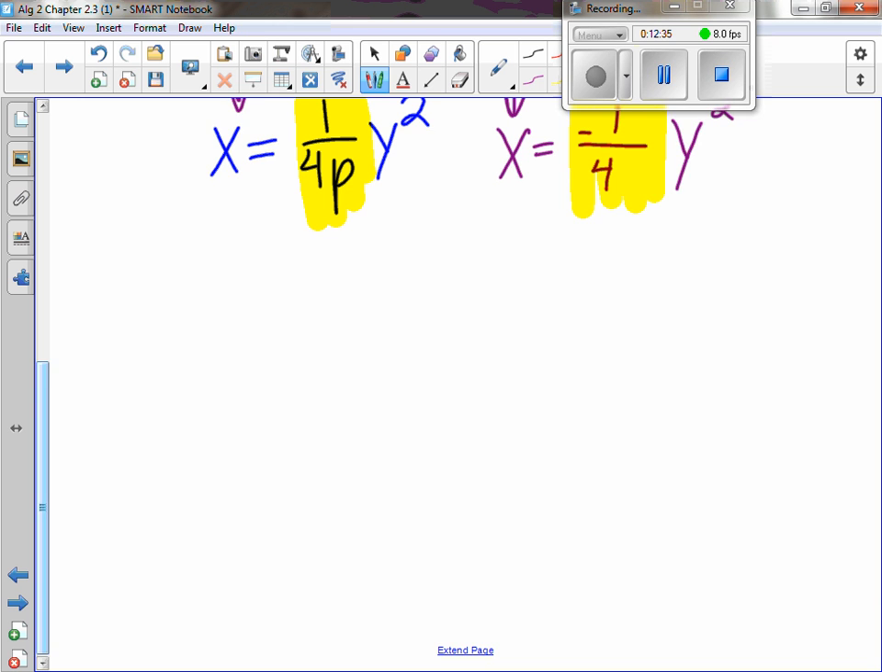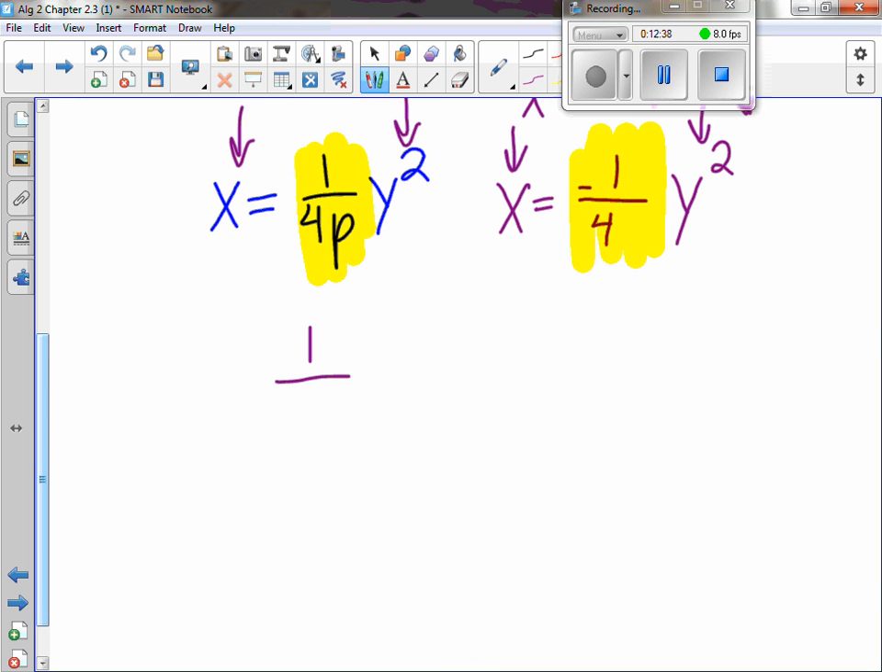what I'm going to do is, 1 over 4p is in the same place where negative 1/4 is, yes? I'm going to set them equal. Because if these two equations pretty much match up 100% the same, yes? X matches with x, y squared matches with y squared, so the 1 over 4p matches up, yes? For these two to be the same, that has to match up. So I can set them equal to each other to solve for the value of p.